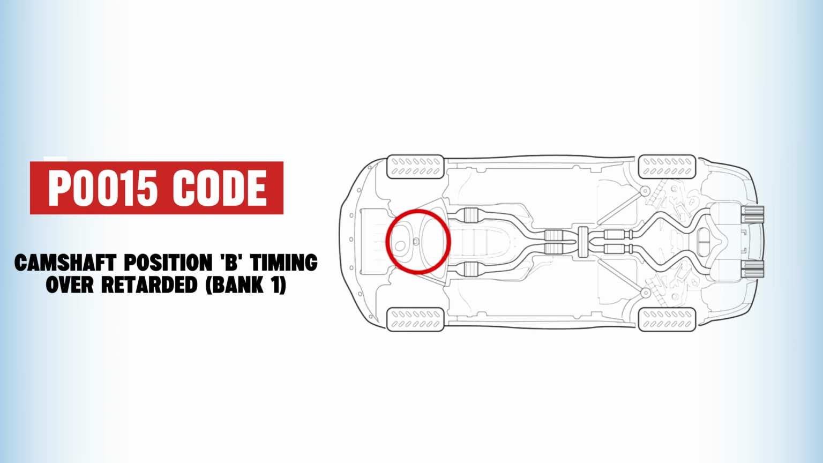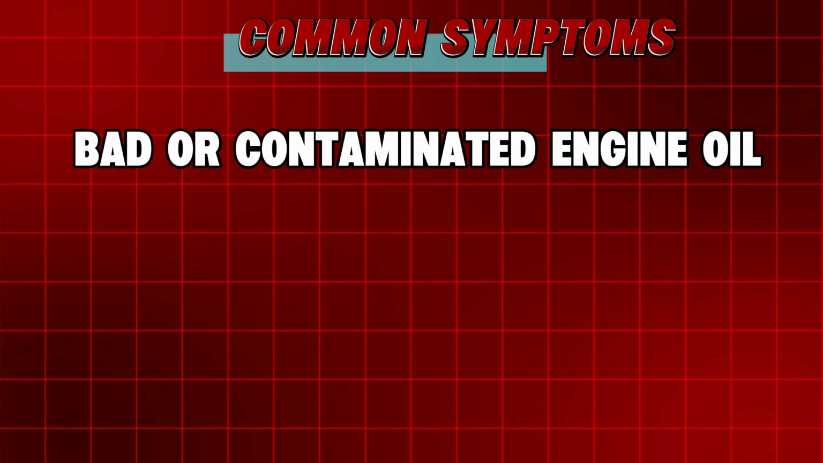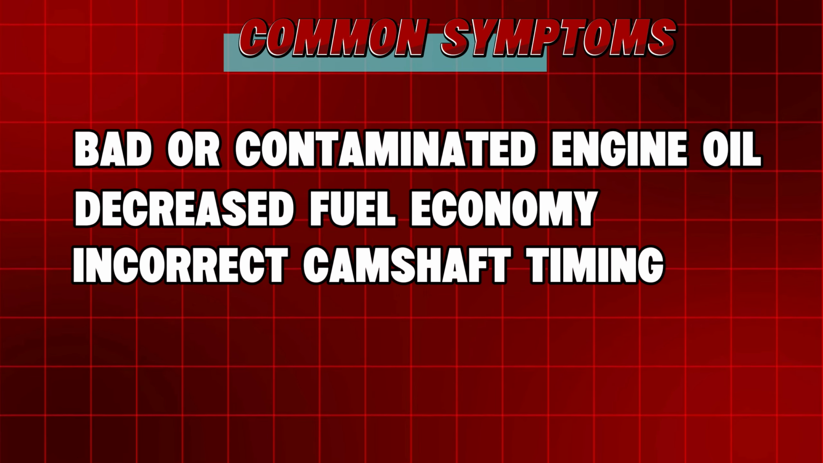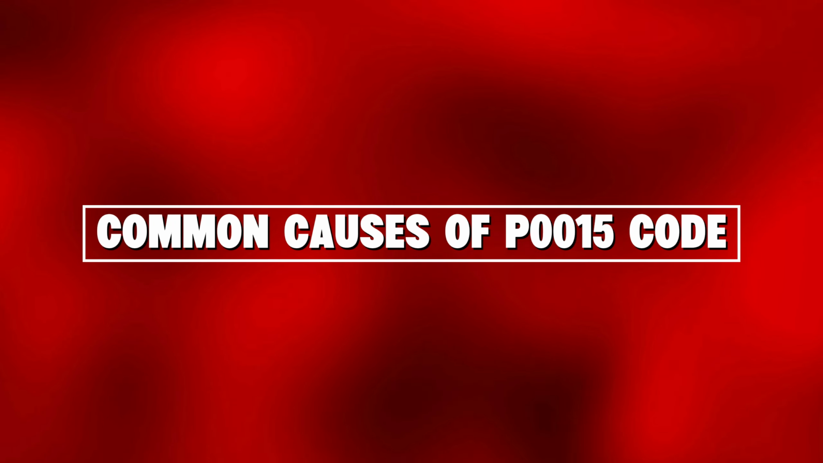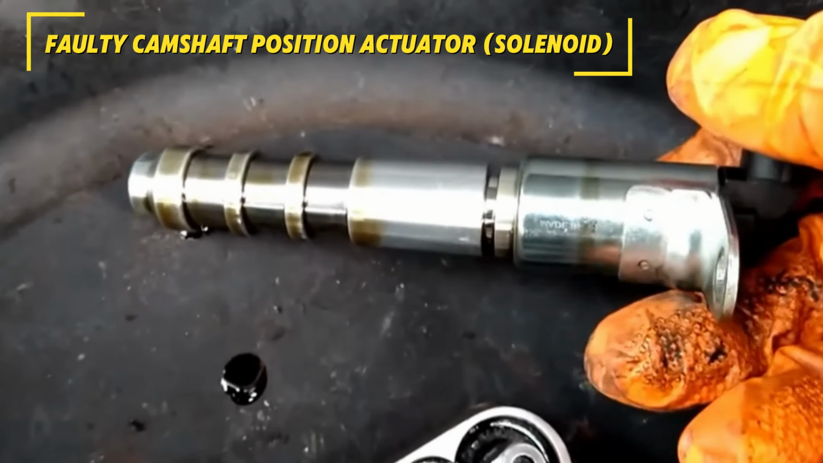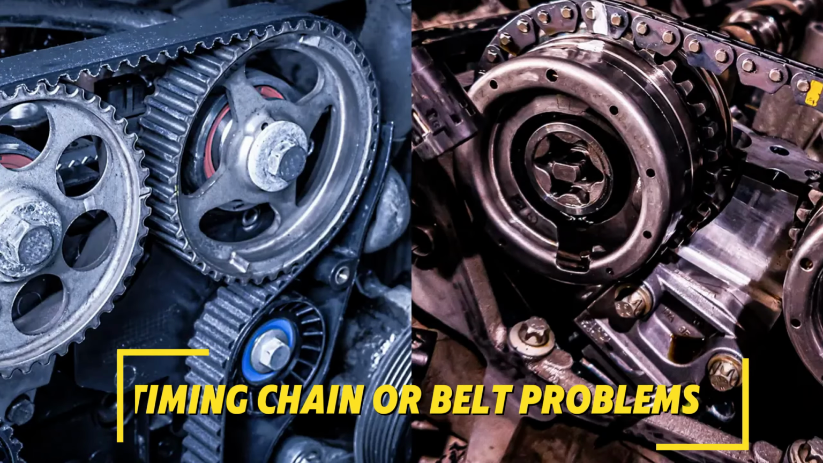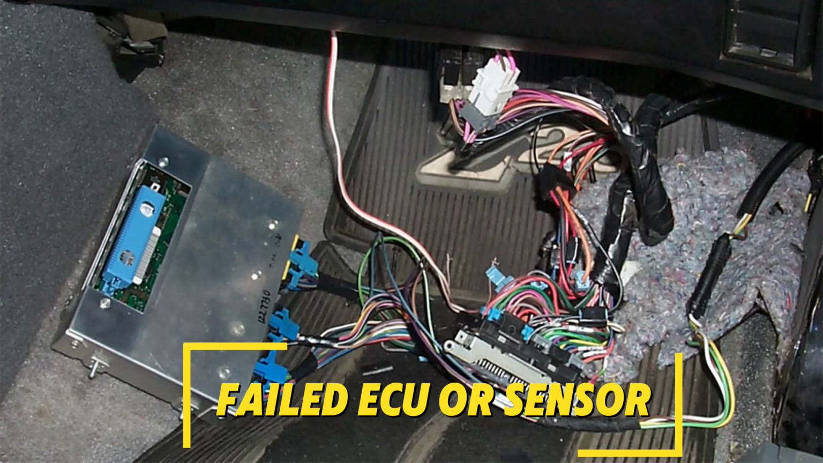It indicates a problem with the camshaft position timing for the exhaust camshaft on bank 1. Common symptoms of P0015 code: bad or contaminated engine oil, decreased fuel economy, incorrect camshaft timing, illuminated check engine light, poor idle quality. Common causes of P0015 code: faulty camshaft position actuator solenoid, low or dirty engine oil, timing chain or belt problems, wiring or connector issues, failed ECU or sensor.